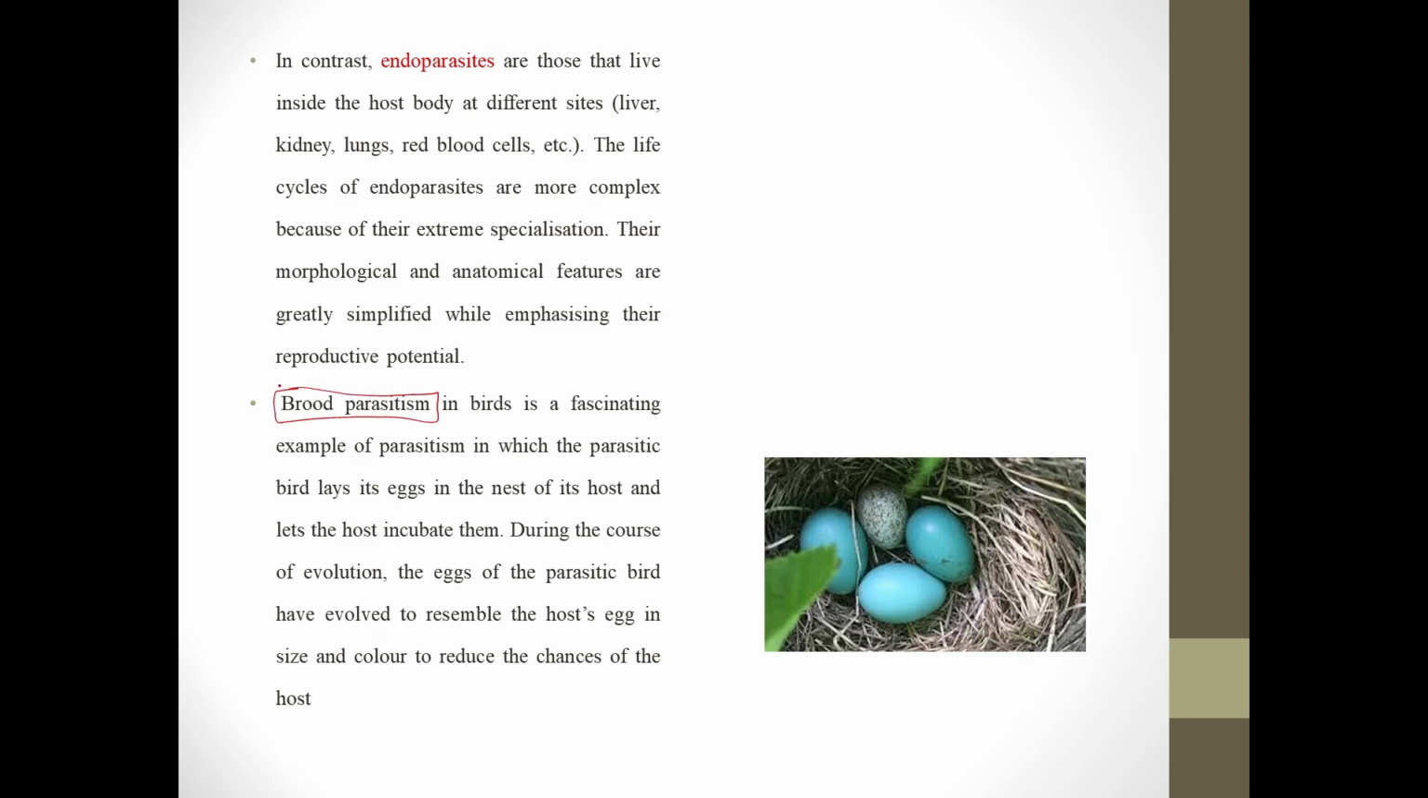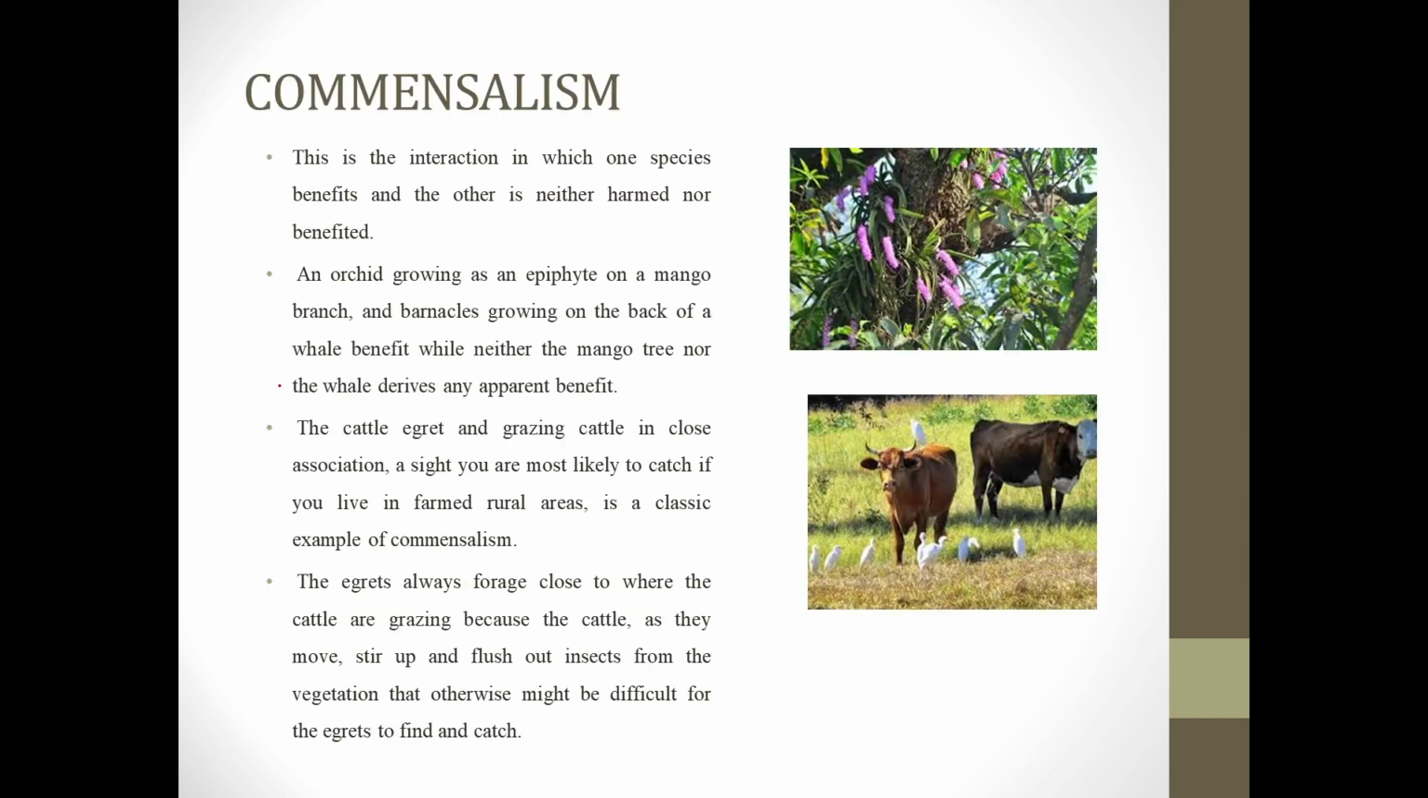Another type of parasitism seen is brood parasitism. In this parasitism, the parasitic bird lays its egg in the nest of its host and lets the host incubate those eggs for them. During the course of evolution, the eggs of the parasitic bird have evolved to resemble the host eggs in size and color to reduce the chances of detection by the host.